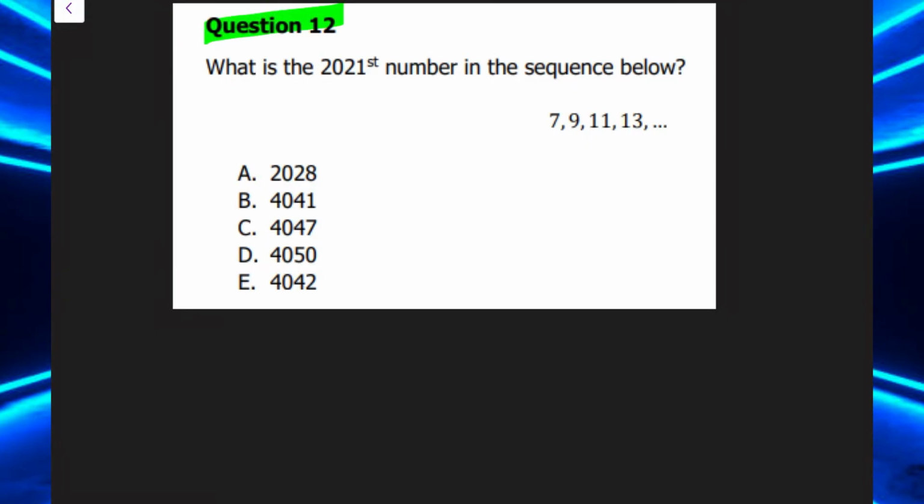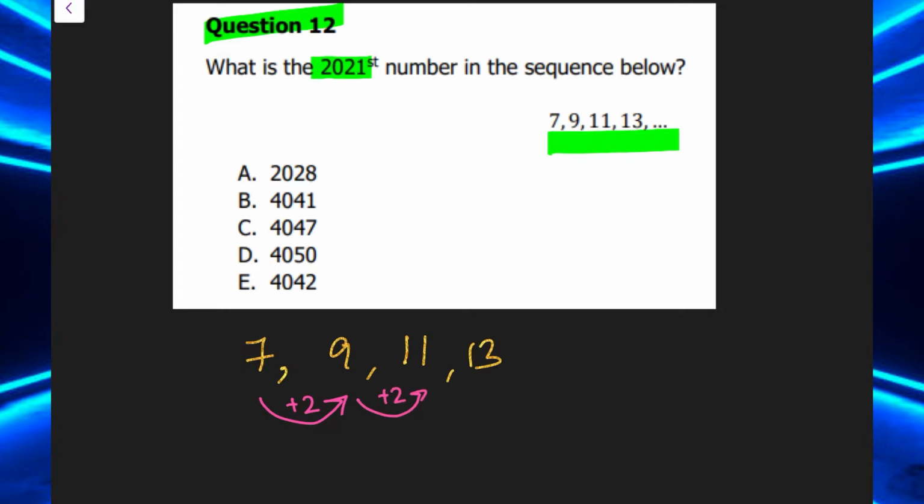Question number 12, we have to find the 2021 term of the sequence that is given here. To solve this question, you must be familiar with arithmetic progressions. This sequence starts with 7, then 9, 11, and 13. As we can see, the common difference is 2. This series is going up in 2s. So the first term is a, and the common difference is 2.